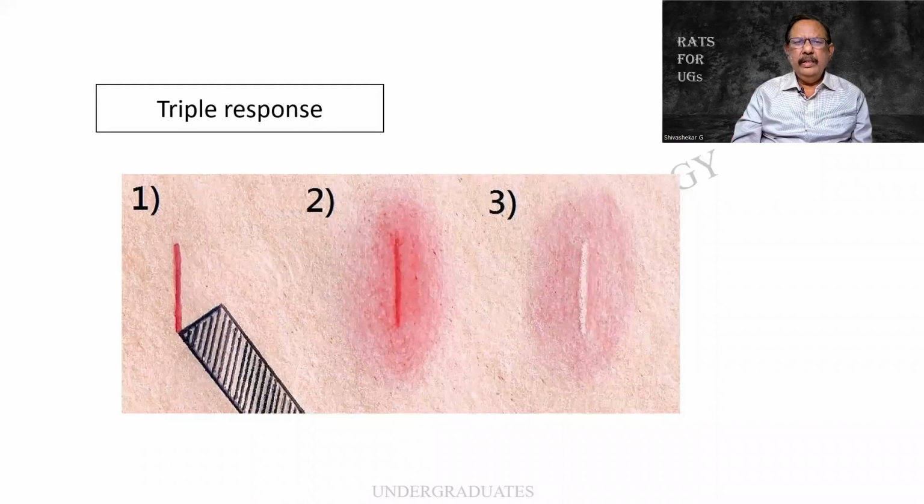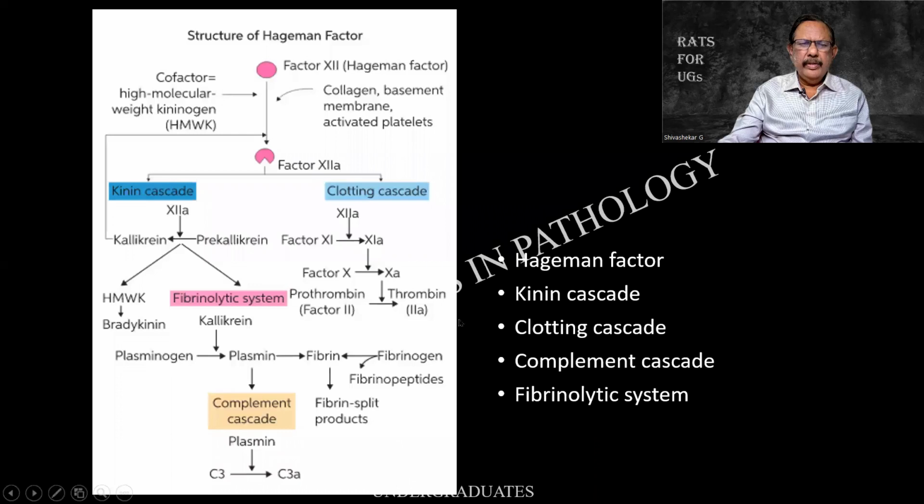This is the triple response, Lewis's triple response, Thomas Lewis. There is a pink line which becomes more red, and then there is an area of discoloration around it. Then it becomes white along with an edema. So that is the triple response, which we had seen in our class on the vascular changes.